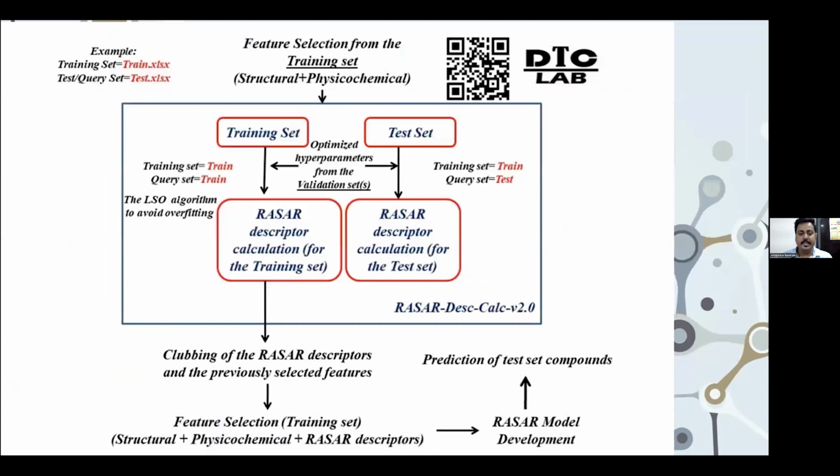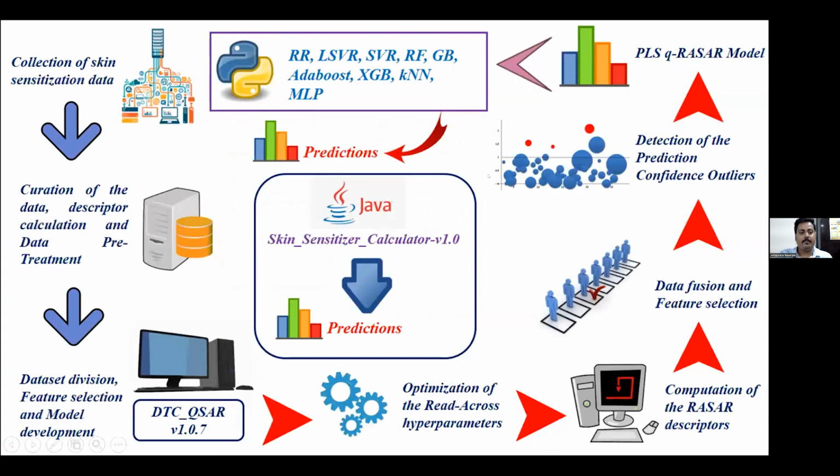What differentiates Q-RASAR from QSAR is that the QSAR descriptors are computed based on the whole data set, whereas the Q-RASAR descriptors are computed based on the training and test sets separately. Second, the QSAR descriptor for a particular query compound represents the chemical information of that compound, whereas the RASAR descriptor for a query compound represents the information of its close source neighbors. Now, this is the basic workflow, where we have collected the data from different literature sources.